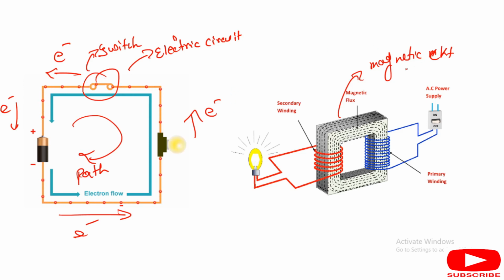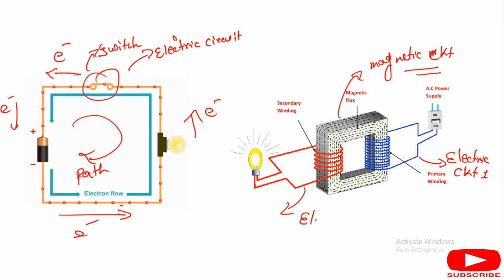Now come to the magnetic circuit. In a magnetic circuit, this is the primary side of the transformer, which is electric circuit 1, and the secondary side of the transformer is another electric circuit, which is electric circuit 2. In between these two electric circuits, there is a magnetic circuit.